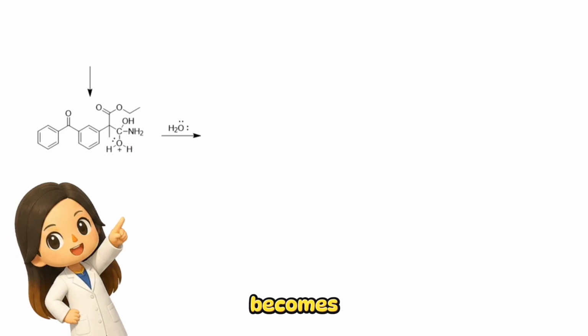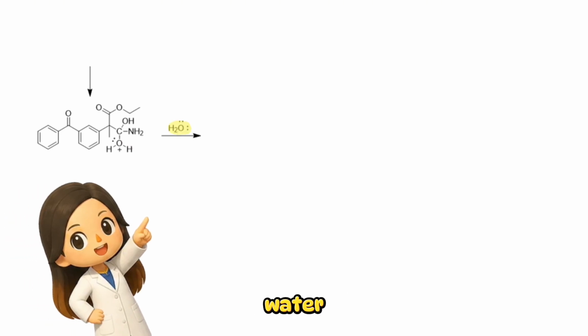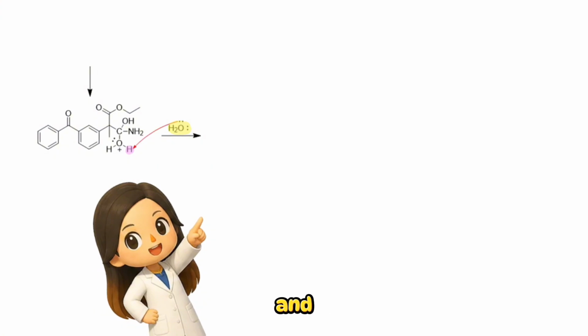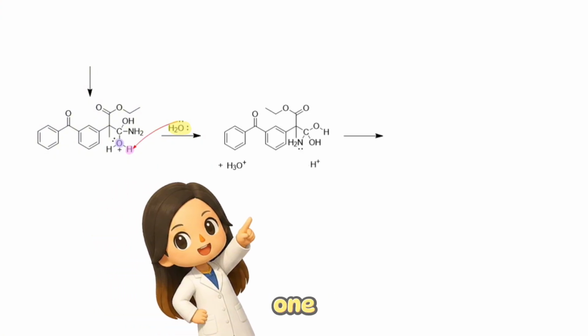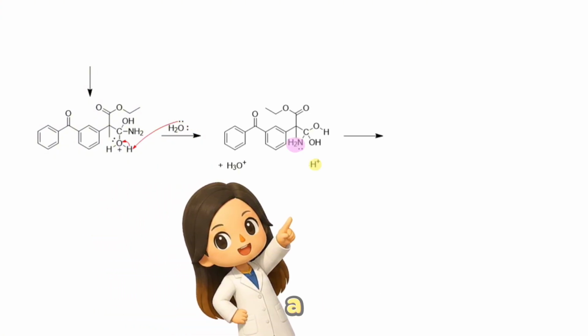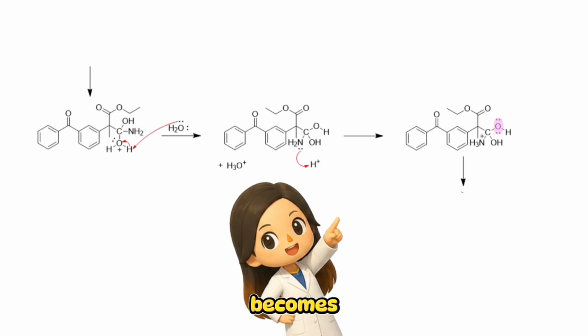The oxygen atom of the amide carbonyl group becomes protonated. Another water molecule attacks the carbonyl carbon and the tetrahedral intermediate is formed. One of the hydroxyl groups loses a proton and the amino group becomes protonated.